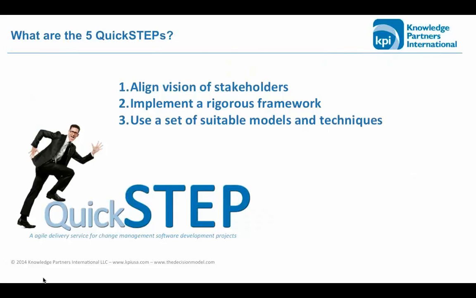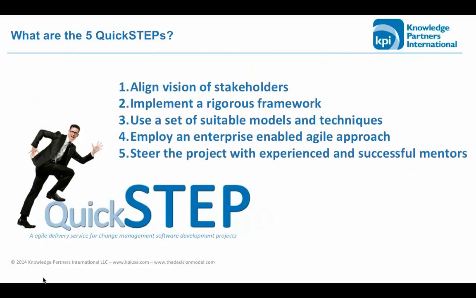Third, use a set of suitable models and techniques. Business process modeling and KPIs, the decision model, are some of the models used for the process and decision modeling. Visualization provides all stakeholders with a realistic look and feel of the final software. Fourth, employ an enterprise-enabled agile approach. KPI has adopted and redefined agile to be suitable for large-scale enterprise projects with a blend of best practices. Fifth, steer the project with experienced and successful mentors. Our expert team has a stellar track record and rich experience with change management and business transformation projects and will help you and your team to success.